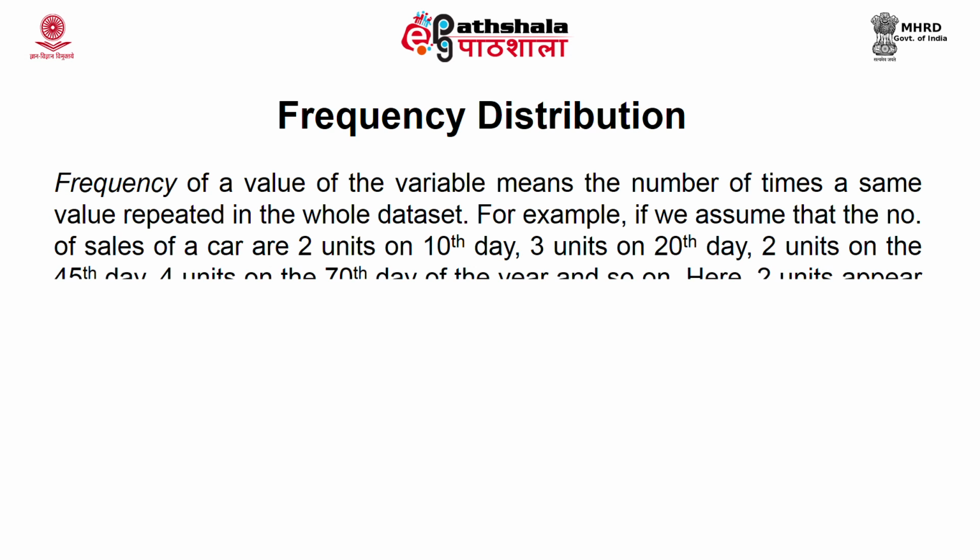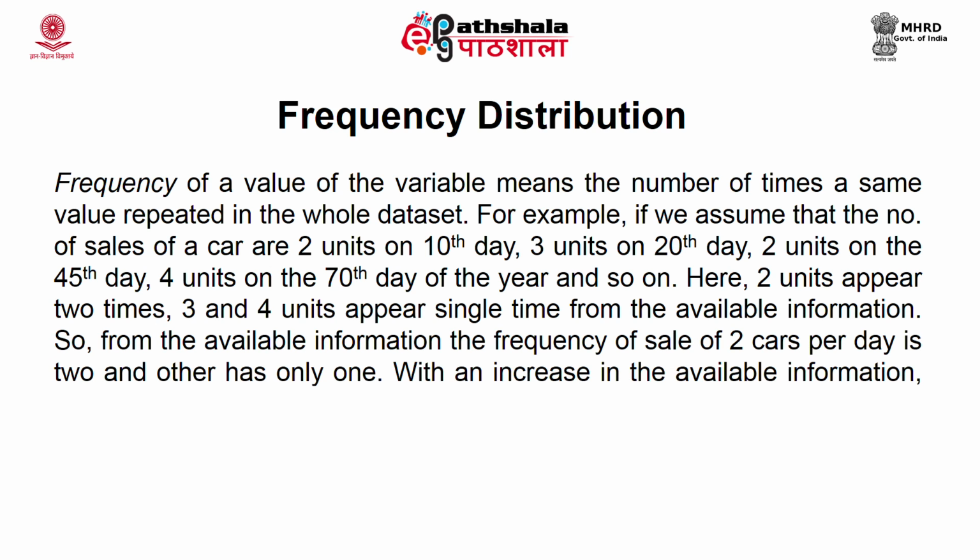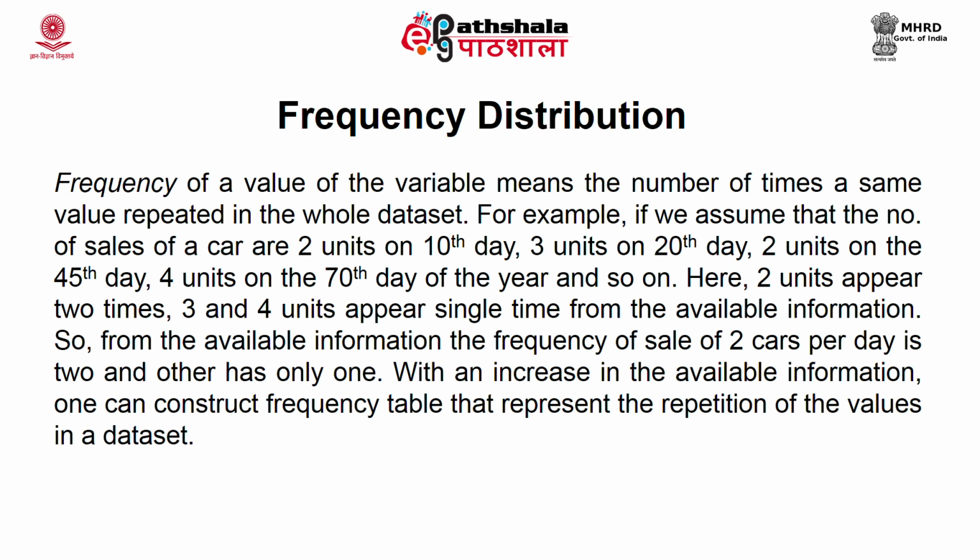Frequency of a value of the variable means the number of times the same value appears in the whole data set. For example, if we assume that the number of sales of a car are 2 units on the 10th day, 3 units on the 20th day, 2 units on the 45th day, 4 units on the 70th day of the year, and so on. Here 2 units appear 2 times, and 3 and 4 units appear a single time from the available information. So from the available information, the frequency of sale of 2 cars per day is 2 and the others have only 1.